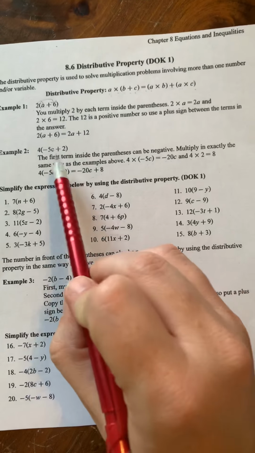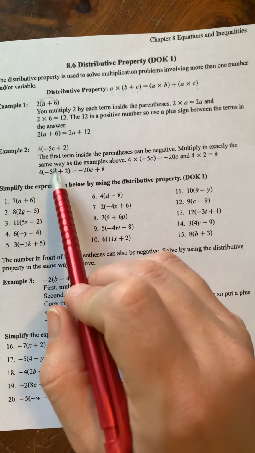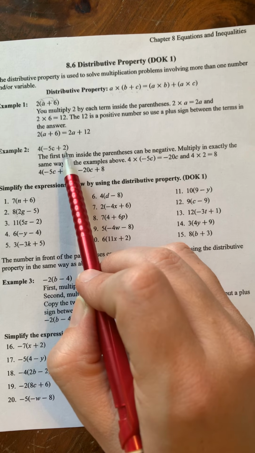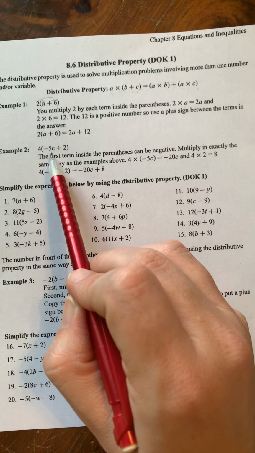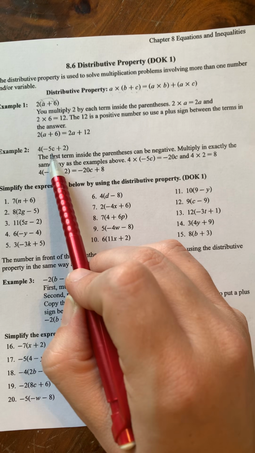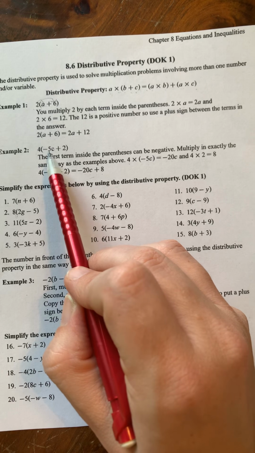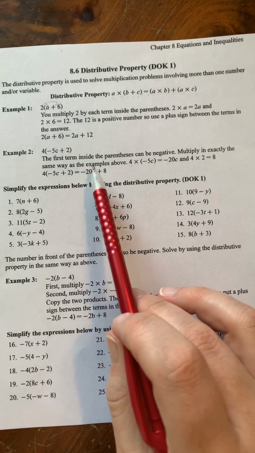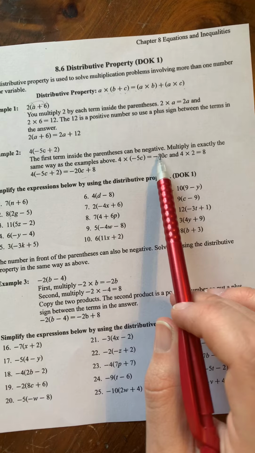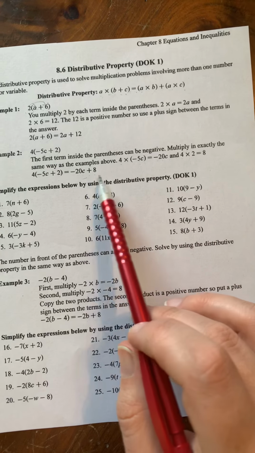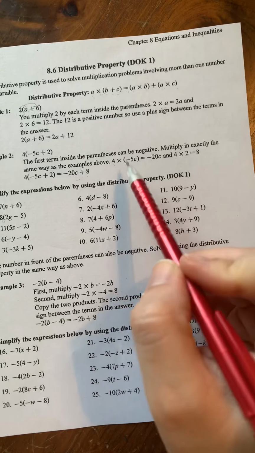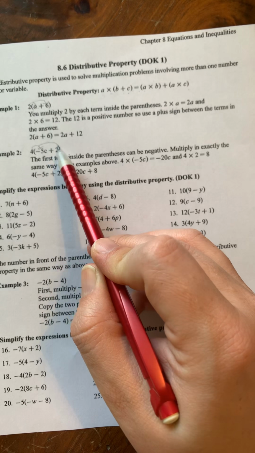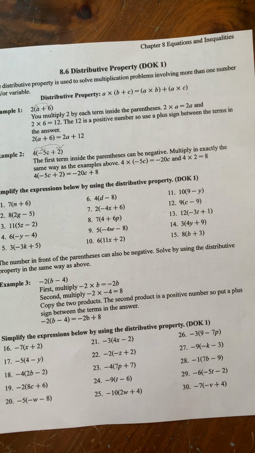You can also do this if there's negative signs inside the parentheses. We have 4 parentheses negative 5c plus 2. Remember that this negative 5c is one term by itself, so that's going to be together, okay? So the 5 and the c go together as one term. So the first term inside the parentheses is negative in this case. So you multiply it the exact same way as you would before. So you're going to take this 4, and it's going to have to go to this negative 5c as well as to the 2, okay?